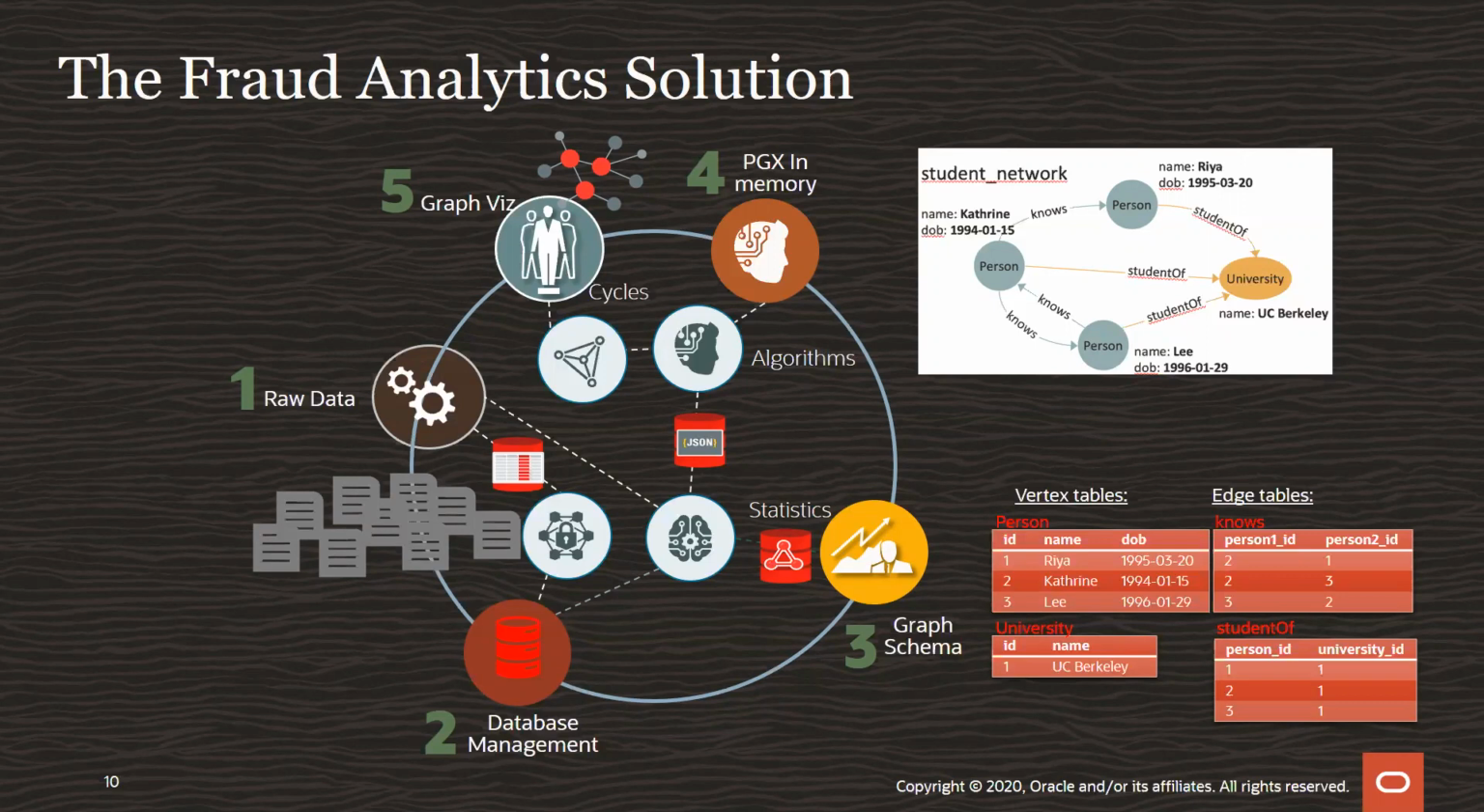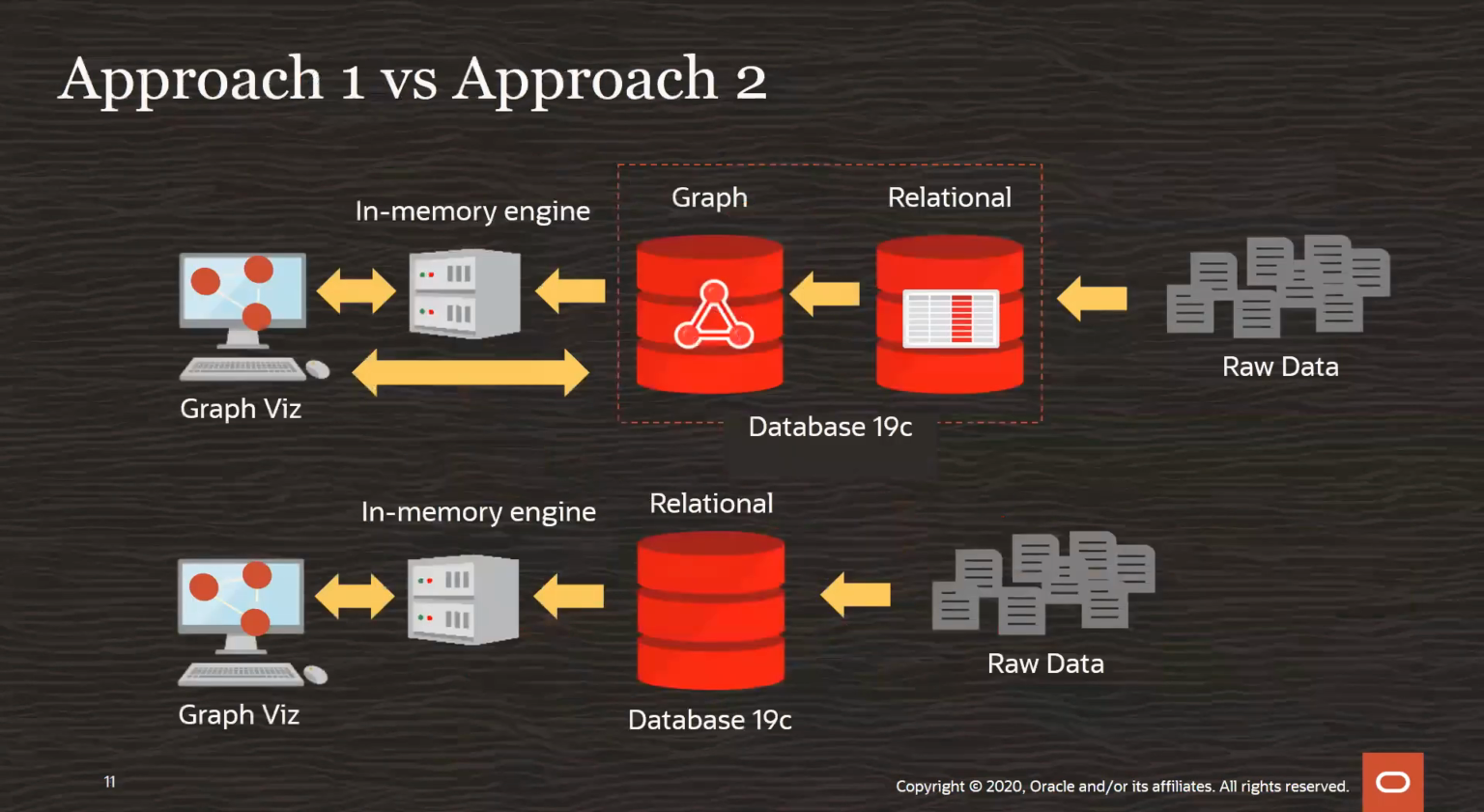And once we have the vertex tables and the edge tables, we then load them into memory. Then we run a few algorithms on top of the in-memory graph, and then we visualize it on the engine. To highlight different approaches, we can either load the data from raw data into the relational database to make sure we have a structured database ready, then generate the graph schema based on it, and then load it into the in-memory engine. And from the in-memory engine, we can then visualize it using the graph.